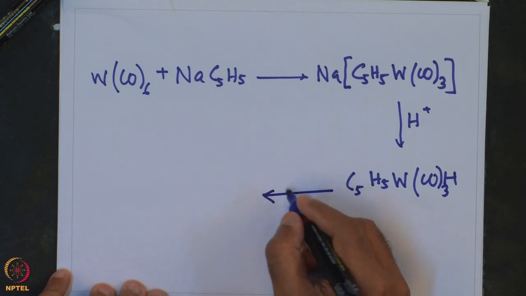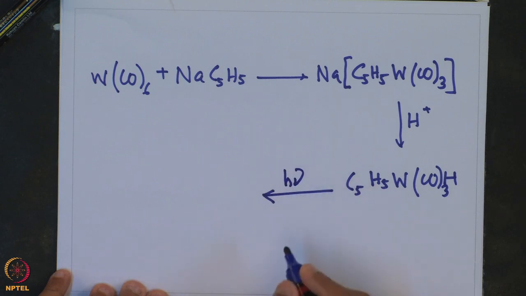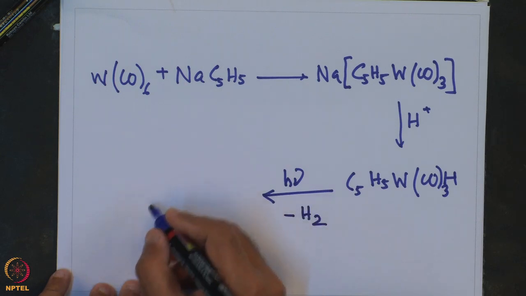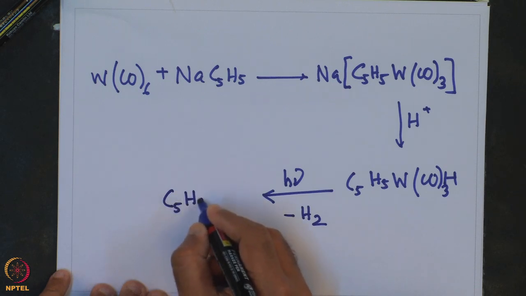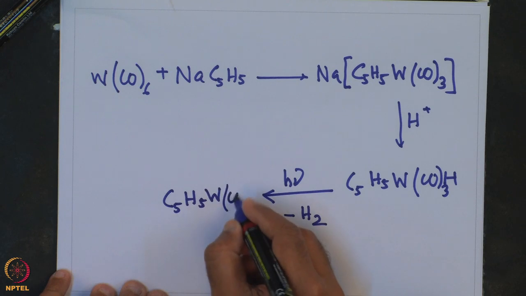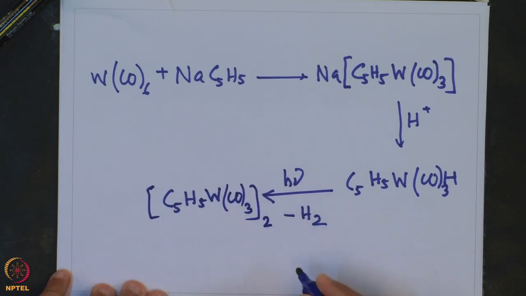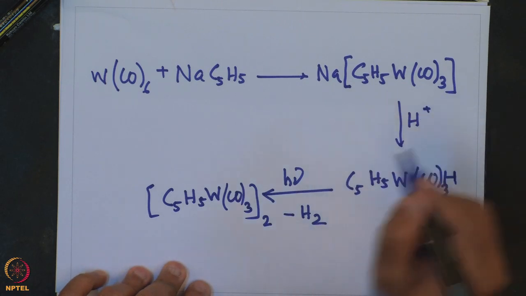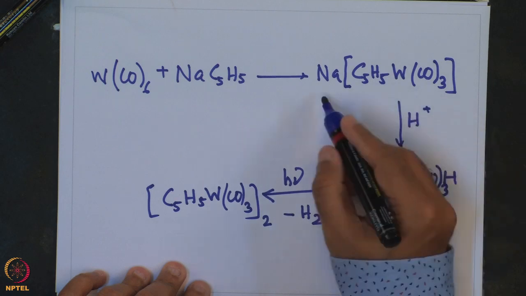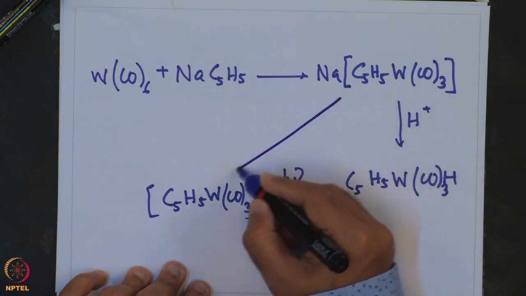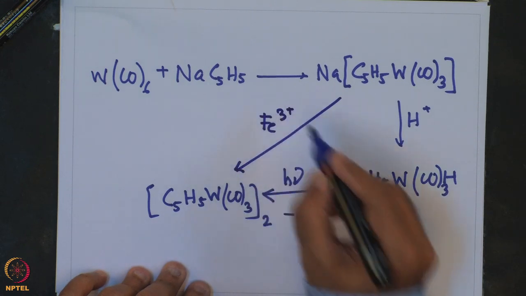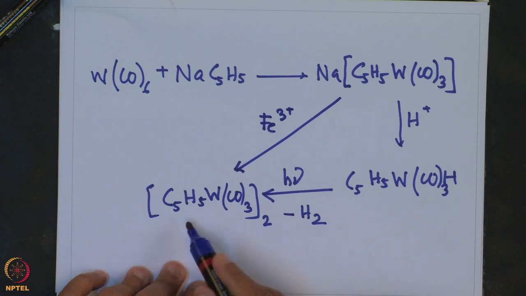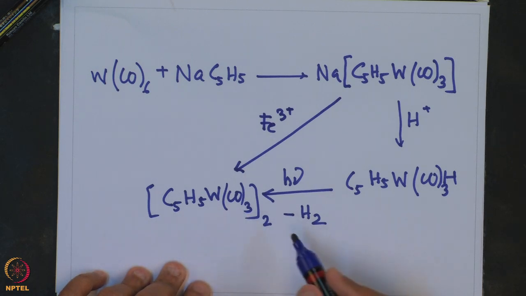This hydride complex decomposes in light, eliminating hydrogen to give the dimer C5H5 tungsten CO3, and the same dimer can be directly obtained by treating the sodium C5H5 tungsten tricarbonyl with Fe3+ ion, that itself will get reduced, resulting in the formation of the C5H5 tungsten tricarbonyl dimer.